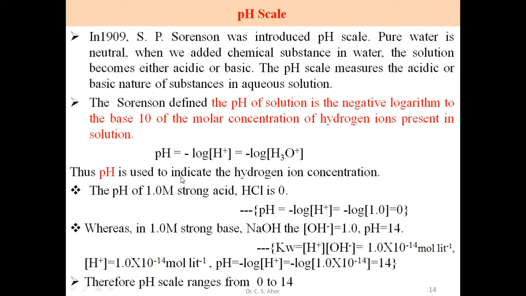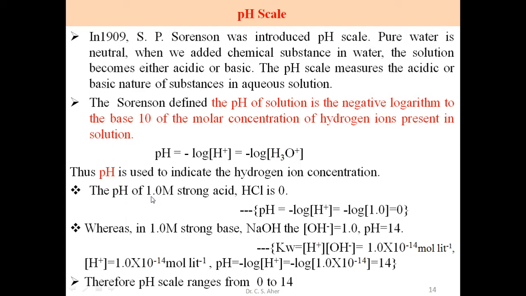The square bracket represents concentration, the hydrogen ion concentration. And we know that the hydrogen ion in water is the hydronium ion, H3O+. So pH is equal to minus log of the concentration of H3O+. Thus, pH is used to indicate the hydrogen ion concentration.